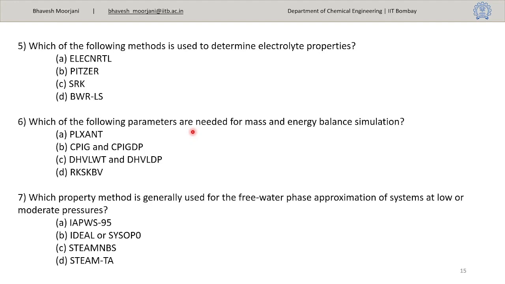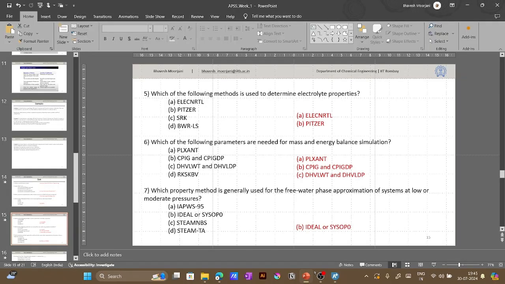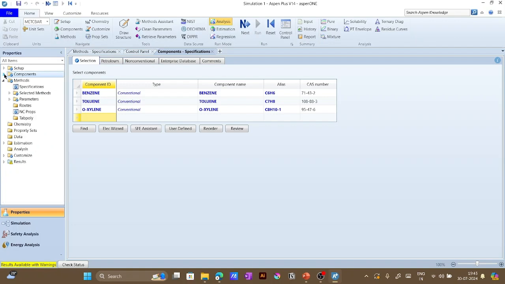So let's say you don't know the answer, but at the same time I also don't know. So what you have to do is again, go to the method parts.